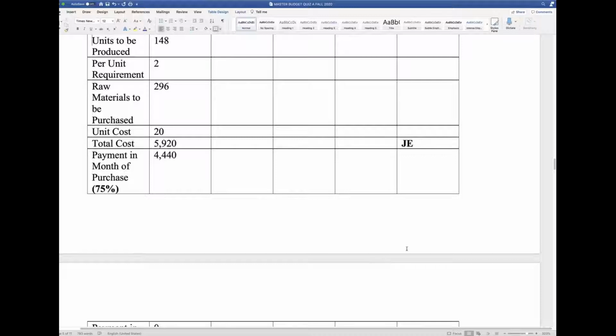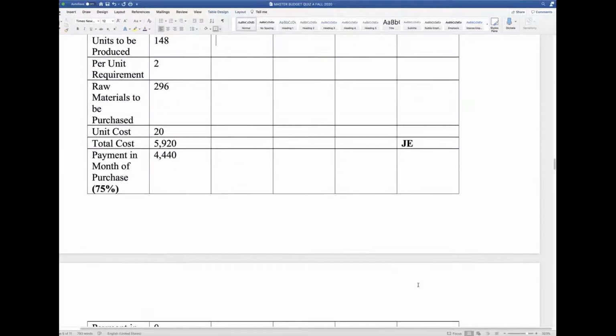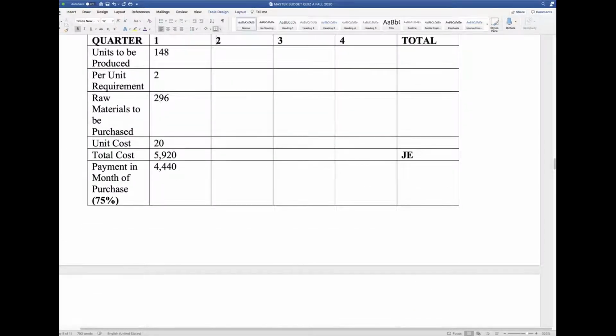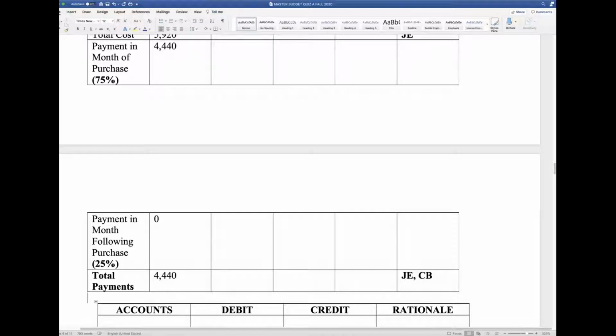I don't got control no more. Okay, hold on, let me take control real quick. I'm trying to find this number, that number, and you have to do quarter two. All right, I have that part. I'm at this part, the payment in the month of purchase. And I'm trying to see what numbers I'm supposed to multiply or divide by to get the 25%.